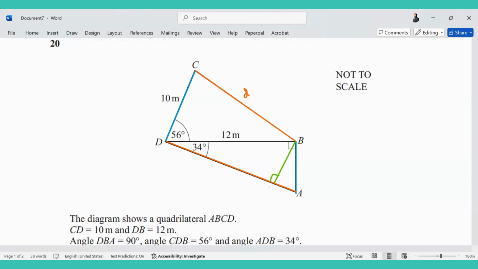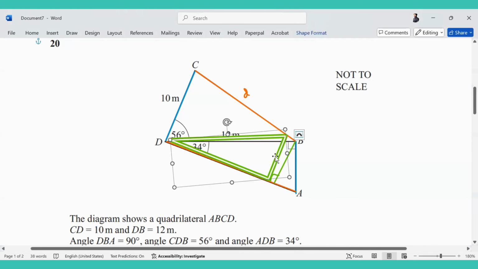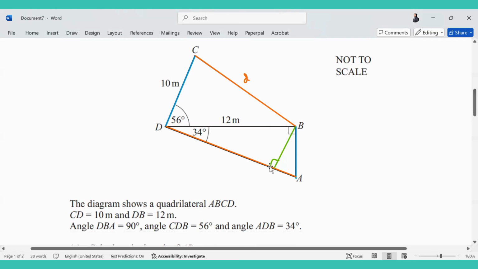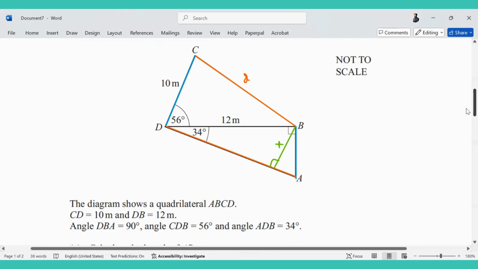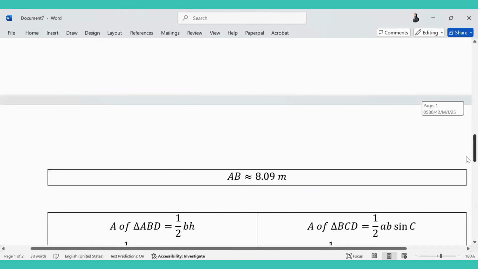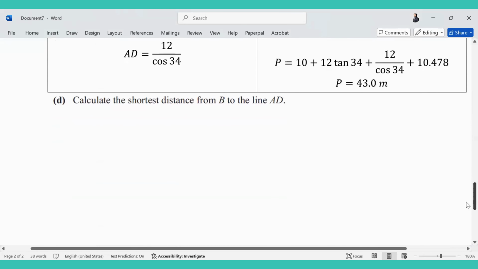Now this is a right angle triangle that I need to focus on. 12 becomes the hypotenuse because it is in front of the 90-degree angle, which is the longest side of this right angle triangle. I need the opposite, and I'll be using 34 degrees. The opposite, which is the shortest distance, I'll be calling X. I know the hypotenuse is 12, so with opposite and hypotenuse I'll be using sine to find the shortest distance from B to the line AD.